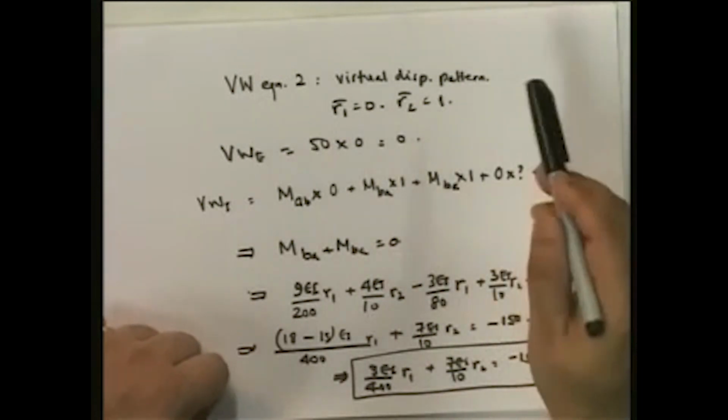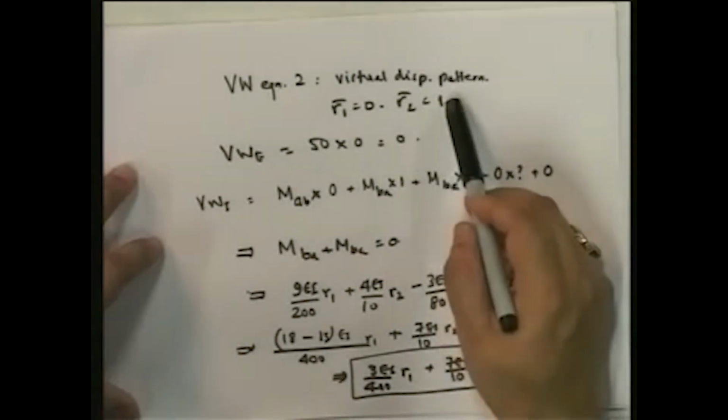As I had told you earlier, you could take anything else, as long as you use two independent patterns. Because if you use two independent patterns, then and only then will you get two independent equations which you can use to solve for R1 and R2. I use obvious independent patterns, and that's why I'm using one R1 equal to 1, R2 equal to 0, and the other one R1 equal to 0, R2 equal to 1.